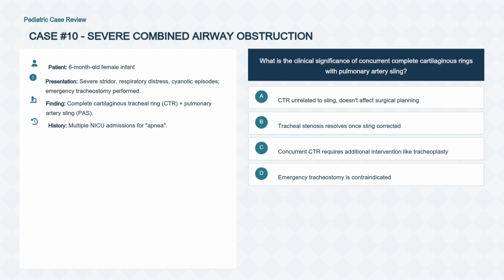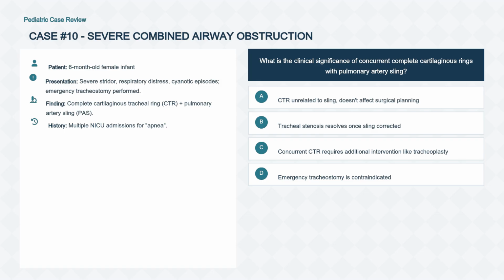Question 10. Severe combined airway obstruction. A 6-month-old infant presents with severe stridor, respiratory distress, and cyanosis requiring an emergency tracheostomy. Findings include complete cartilaginous tracheal rings and a pulmonary artery sling. What is the clinical significance of this combination?